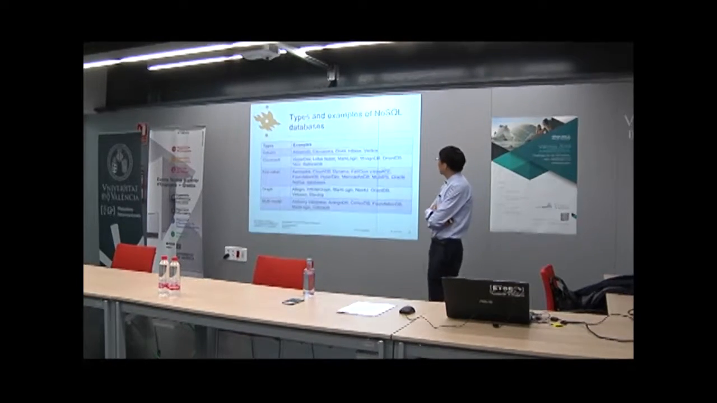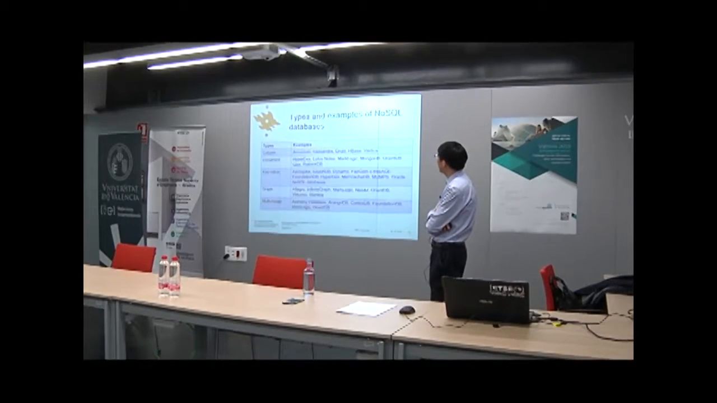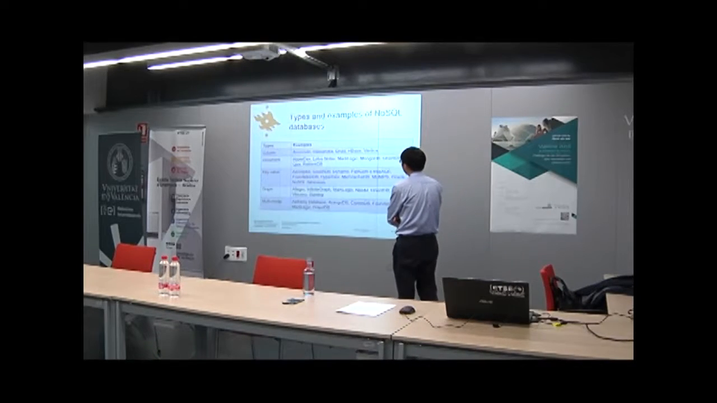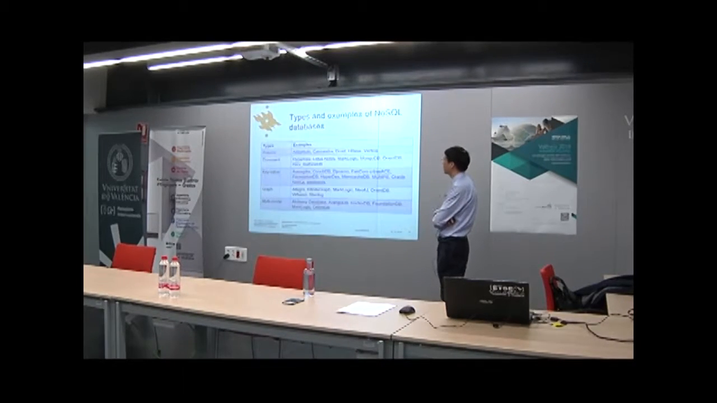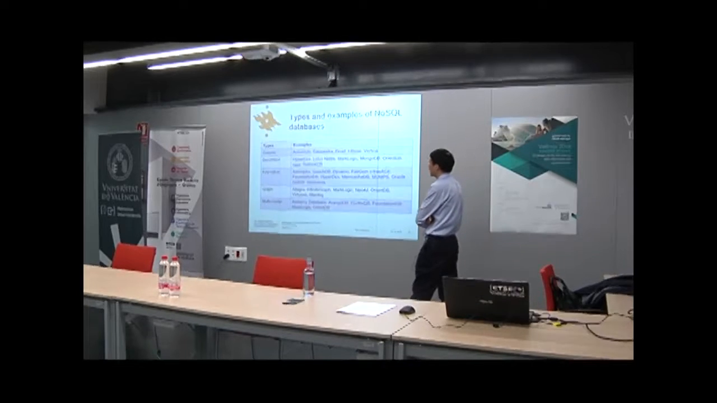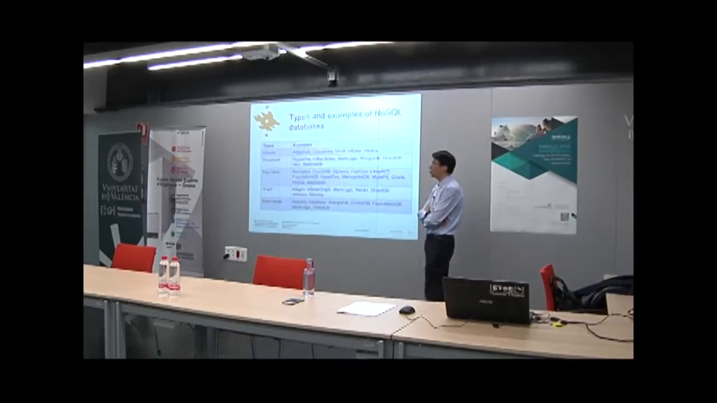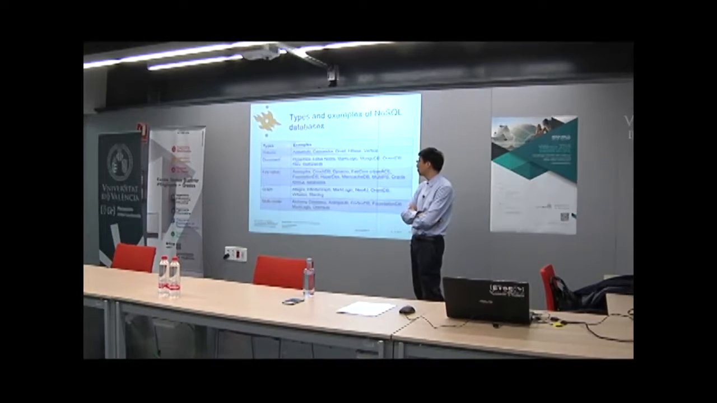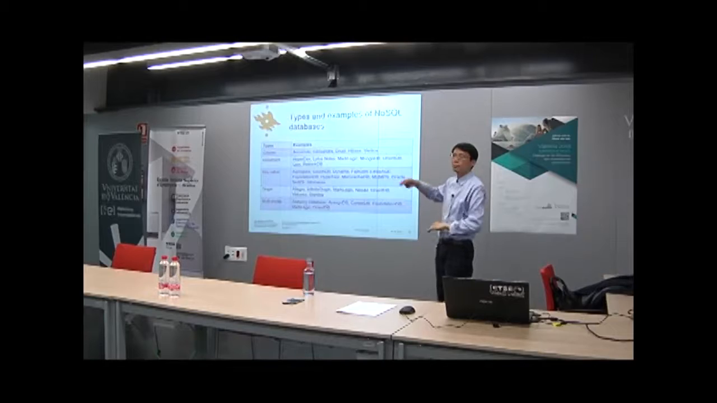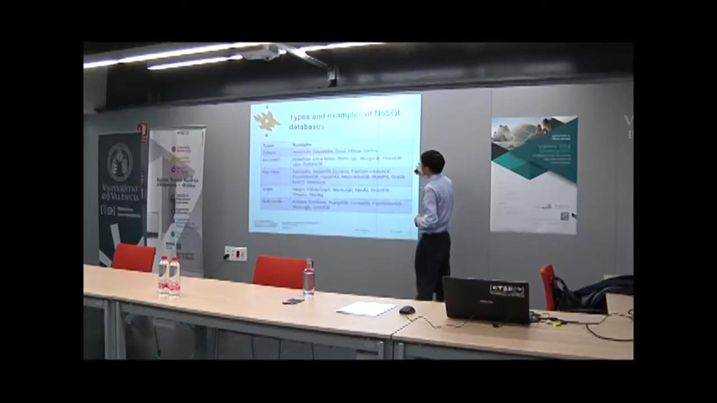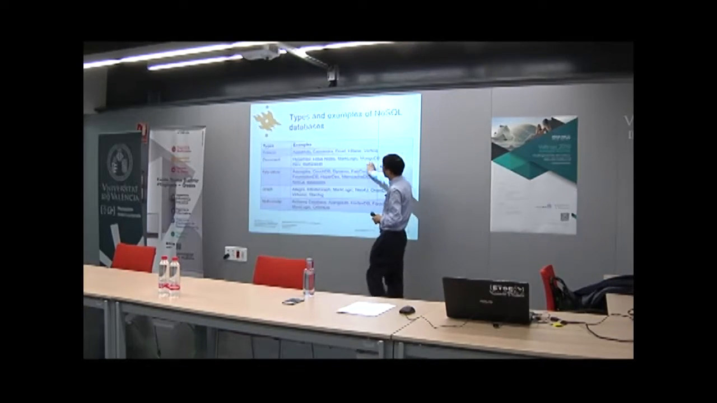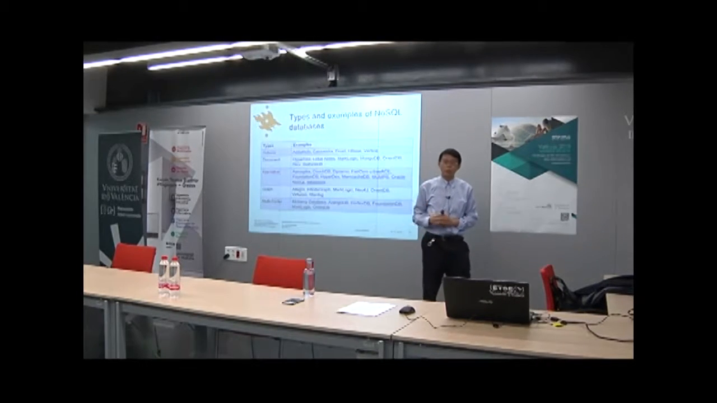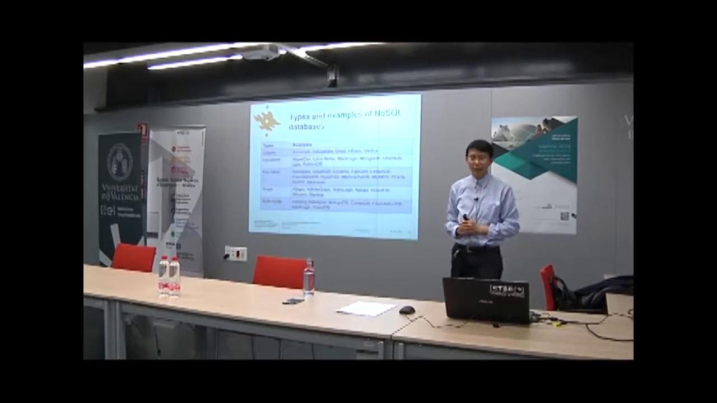Now we give some examples of different types of NoSQL database. NoSQL databases can be classified into 5 different types: column database, document database, key-value database, graph database, and multimodal database. So we have 5 types of NoSQL database. These are representative database products for each type. We will introduce each type in more detail.